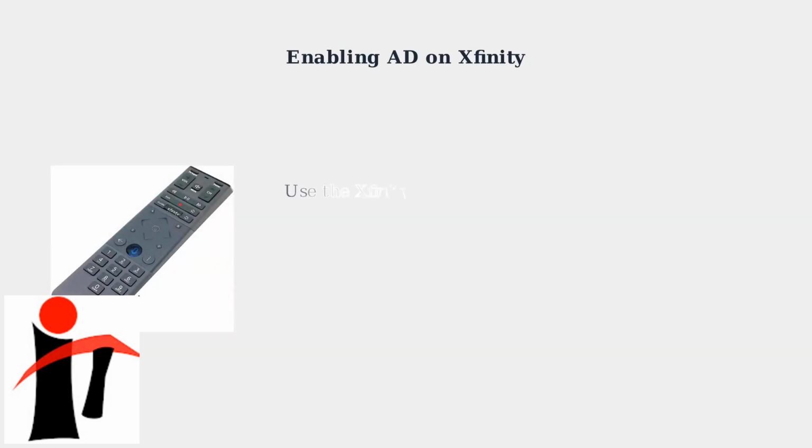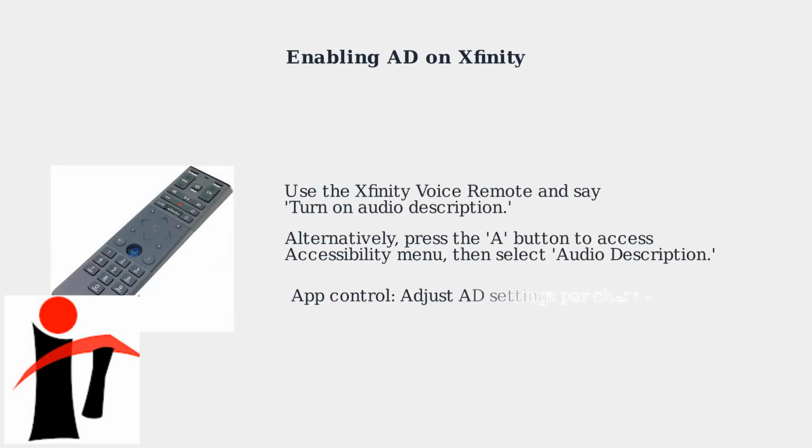For Xfinity in the US, to turn AD on or off, use the Xfinity voice remote and say "Turn on Audio Description." Alternatively, press the A button to access the Accessibility menu, then select Audio Description.